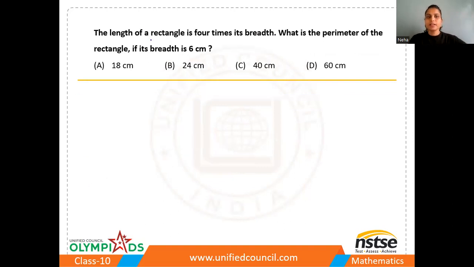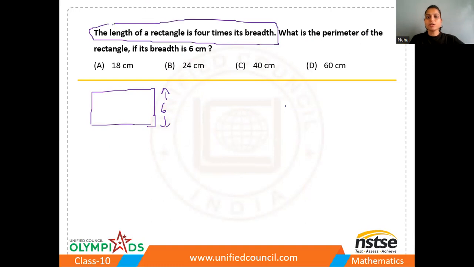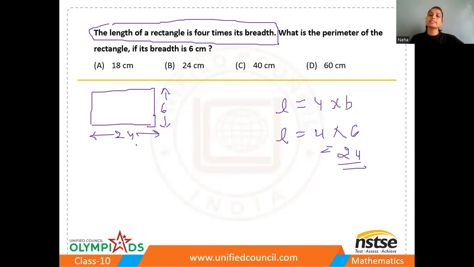Here is the next question. The length of the rectangle is 4 times its breadth. What is the perimeter of the rectangle if its breadth is 6 centimeters? Okay, so let me draw a rectangle. Alright, this is a rectangle. The question is saying that the breadth is 6 centimeters. Okay, and one more thing is given, that the length of the rectangle is 4 times its breadth. So what is the value of length? It's 4 times breadth, which is 6. That means it's 24. Right? Length is what? This is 24 centimeters.